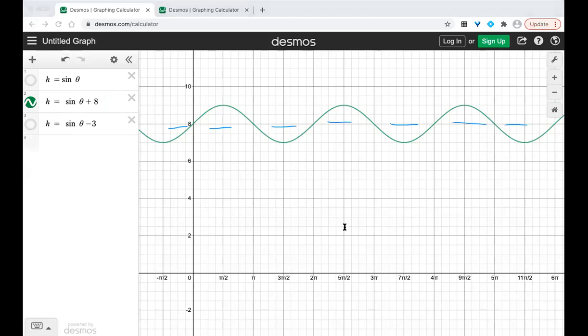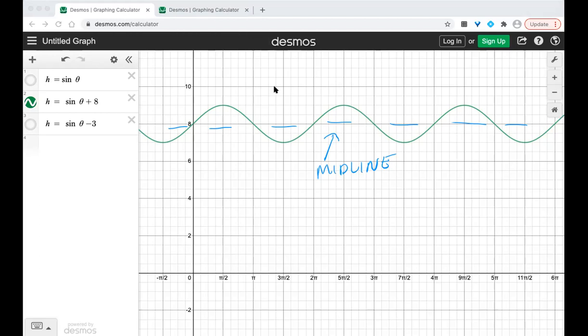This visual center of the graph is called the midline. This is what the midline is. So the midline here is really telling us the visual center. Where's the middle of this function going to be?